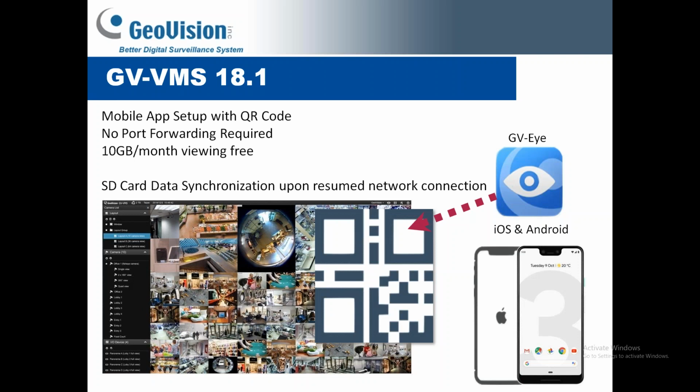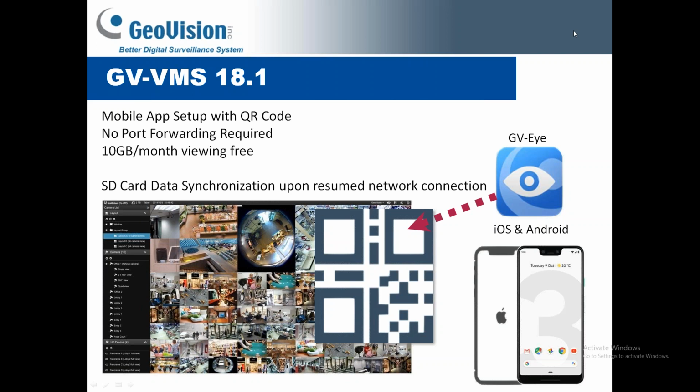Some other features that are included with the VMS 18.1 that are not so much facial recognition related: we do now have the ability to do the mobile app setup by scanning a QR code that's on screen. When doing this, no port forwarding is needed on the router. So it definitely is a much quicker setup of your mobile app. One thing we do note is if doing this method, you're limited to 10 gigabytes a month of free viewing. If you go beyond that, there is a one-time monthly charge. And then, of course, there always is the option to do port forwarding, and you don't incur that 10 gigabytes.